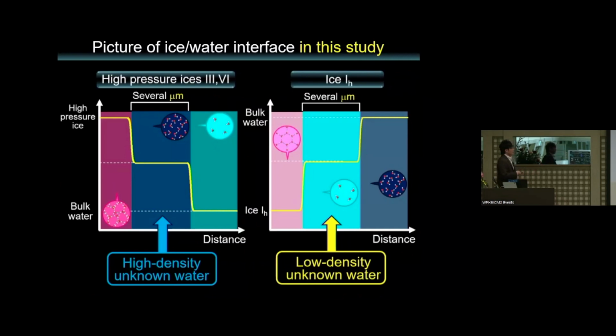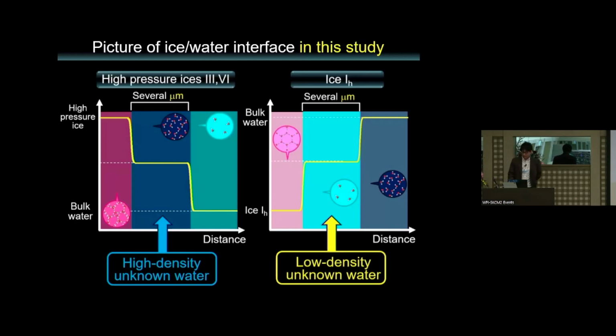And from the previous discussions, for the high pressure ices, high density unknown water exists. On the other hand, for ice-1H, low density unknown water exists.